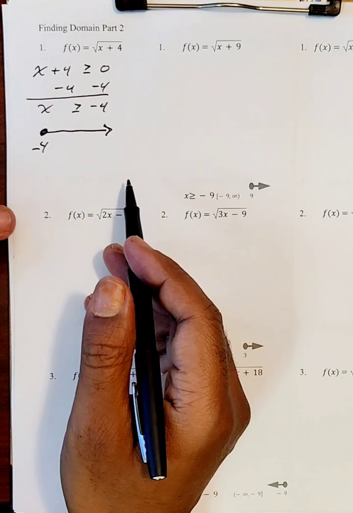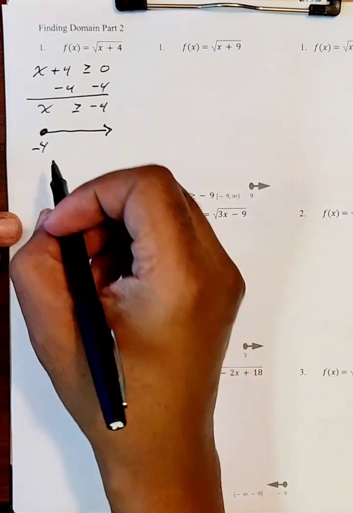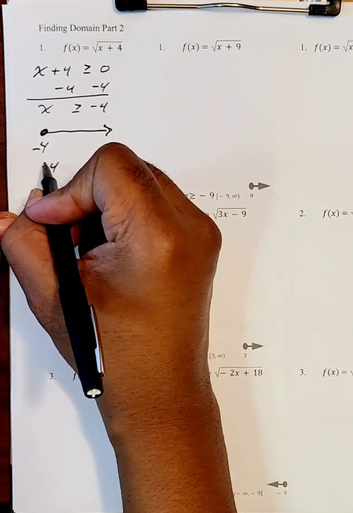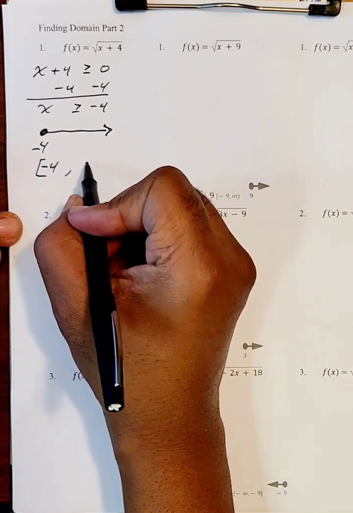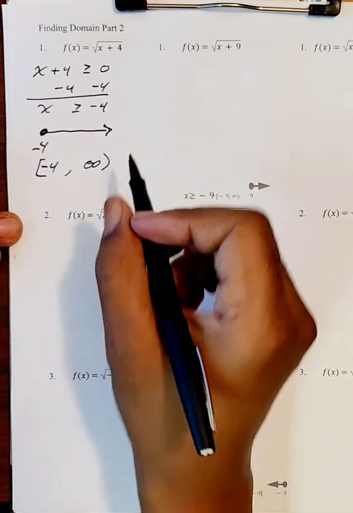And that's the graph. Now, the interval notation for this is a negative 4 with a bracket to indicate that you're including negative 4. And the right side would be a positive infinity with a parenthesis.